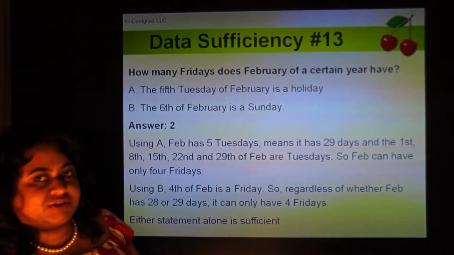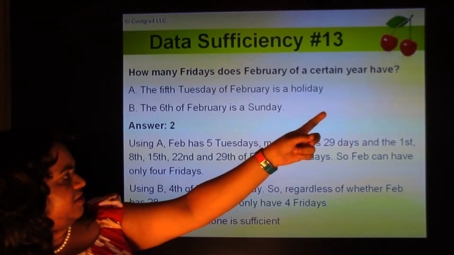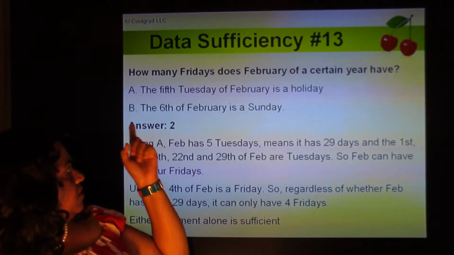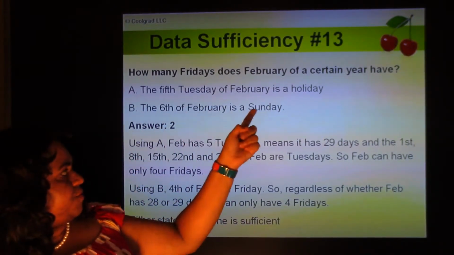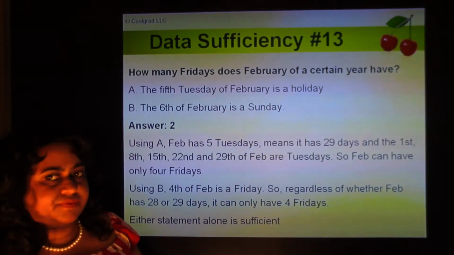Data sufficiency question number 13. How many Fridays does February of a certain year have? Statement A, the 5th Tuesday of February is a holiday. Statement B, the 6th of February is a Sunday.